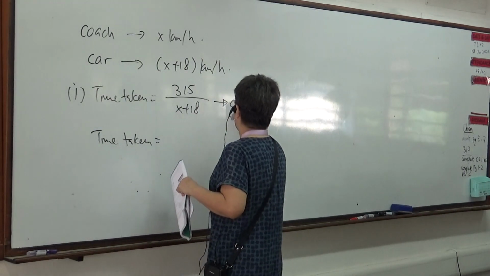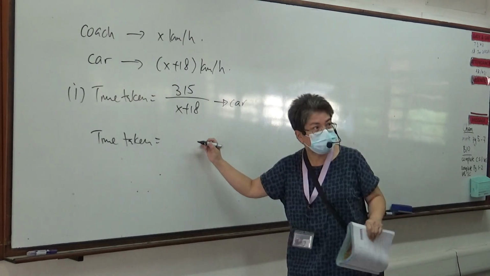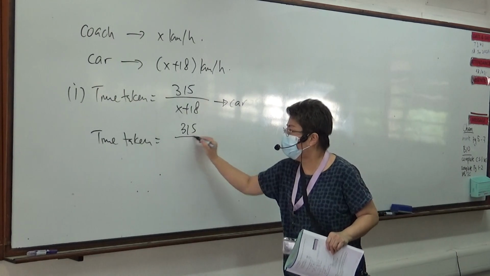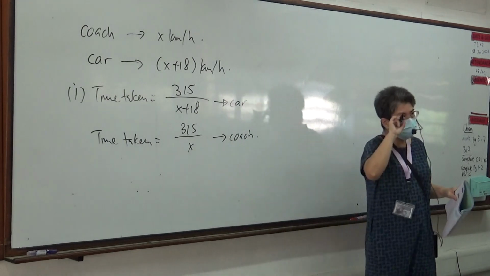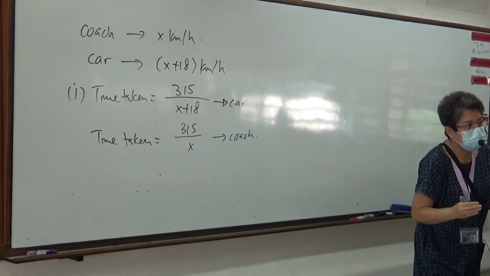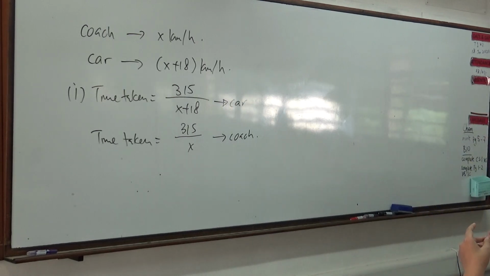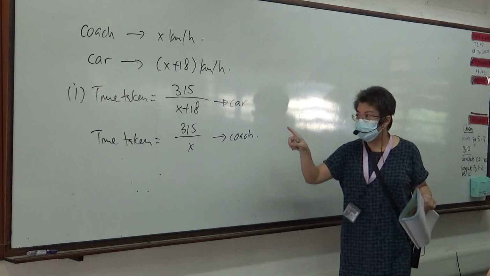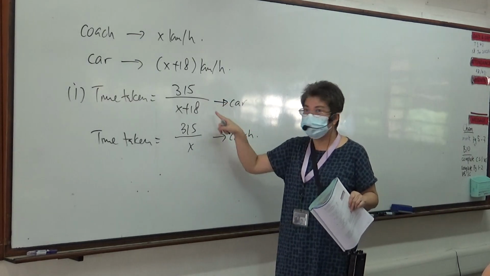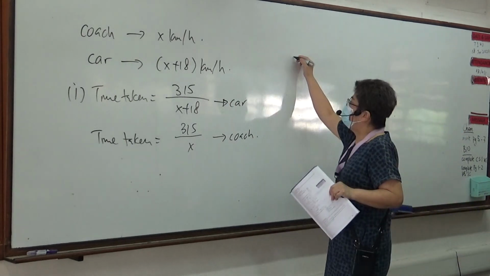Now, this one is the car one. What is the time taken by the coach? 315 over x. This will be the coach, right? Now, you tell me, which one travels faster? The car, right? So the car will take a shorter time. Do you understand? You must know which one minus which one, not the other way. Then I want to know, is it coach minus car or car minus coach? Coach minus car. Coach minus car, right? Correct? So, I will have this.